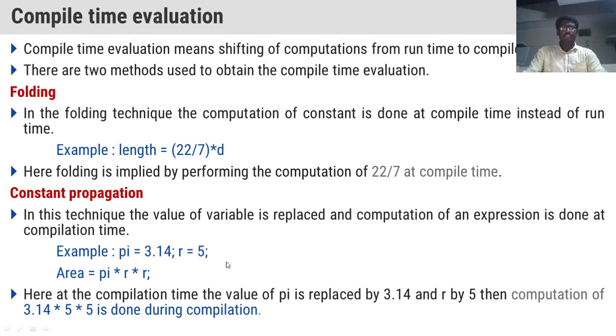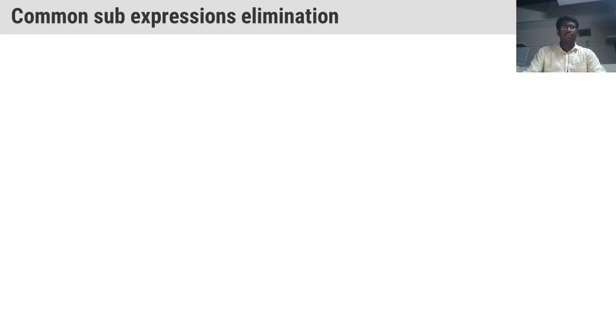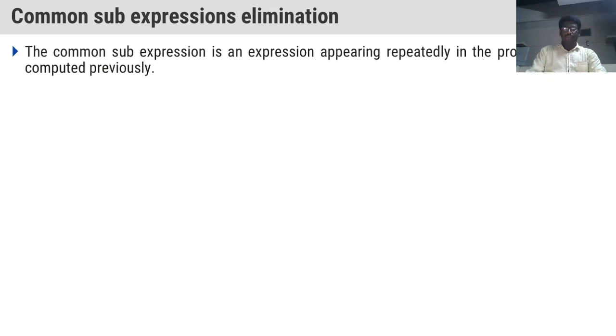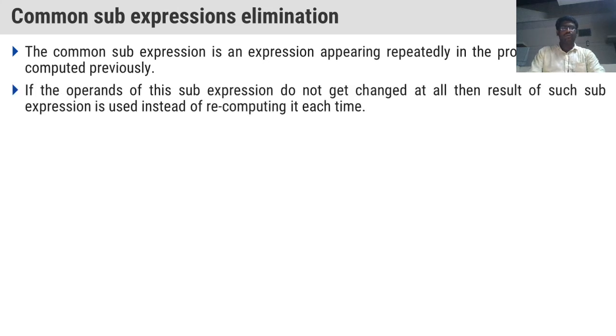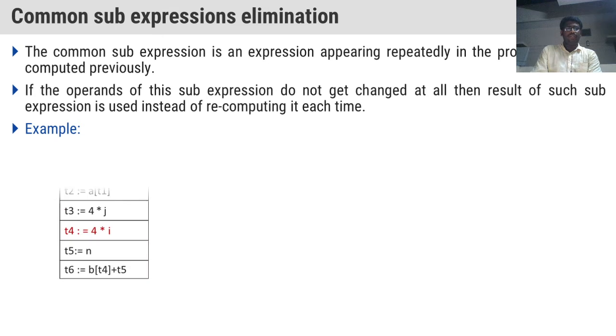So these are the two techniques, folding and constant propagation, that come under compile time evaluation. We are going to look at some other techniques also. Next one is common sub-expression elimination. What is this? We will eliminate the repeated expressions in the given program. We will see an example for this, how we are going to eliminate the repeated expressions or common expressions. We will discuss this with an example.